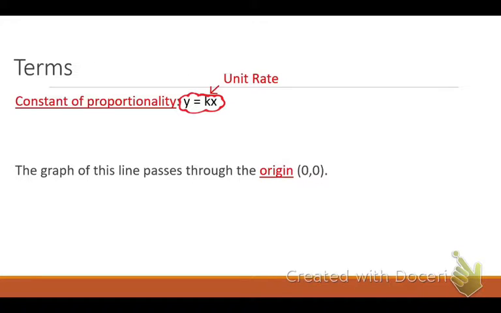What does it tell us it stands for? The unit rate. Very good. And then another idea I want you to make sure you understand is the graph of this line will always pass through the origin. And what points are the origin? 0, 0. Good job.